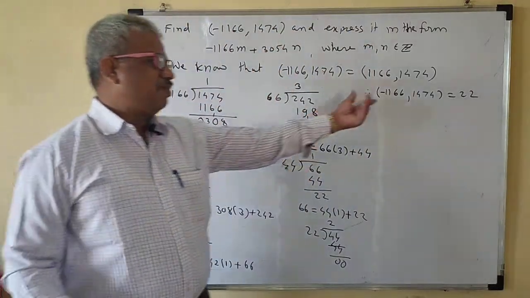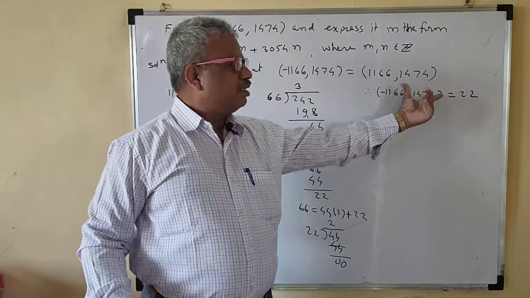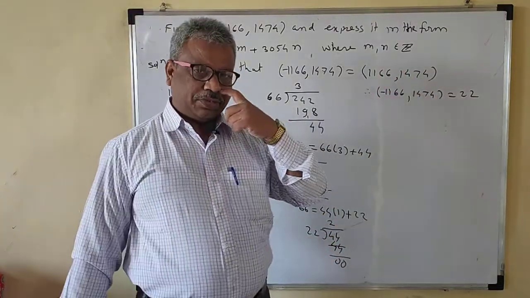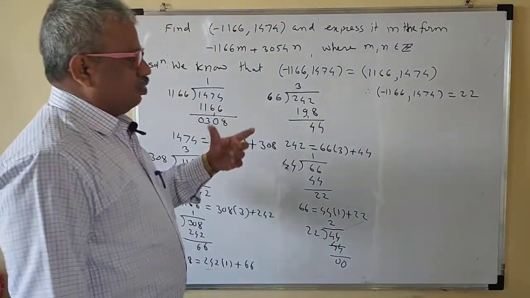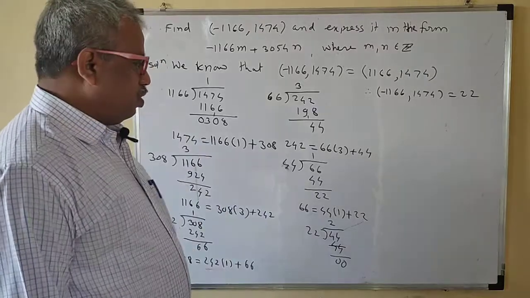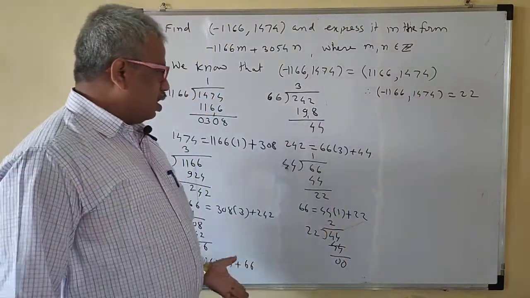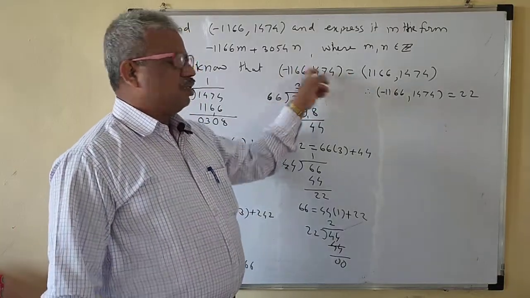We are interested in this number, right? We are not actually interested in this. So we'll write this: this is 22. GCD is always positive, even when both numbers are negative. In your definition, a positive integer d is a GCD, so that means GCD is always positive. Okay, so now we'll convert this 22 into the form of a linear combination of these two numbers.